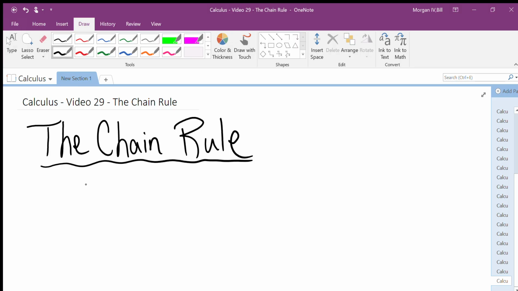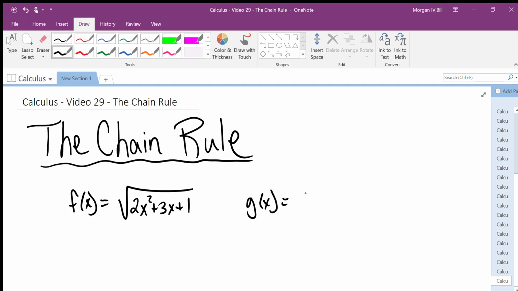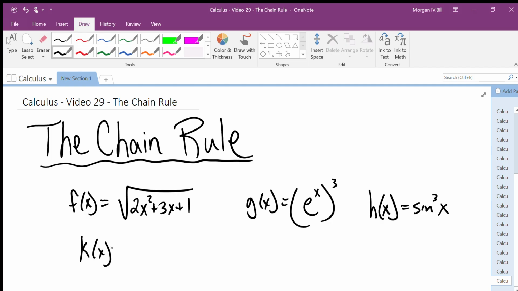functions such as this. So we have f of x equals the square root of 2x squared plus 3x plus 1. Or g of x equals e to the x to the third. Or h of x, another function to the third. How about sine to the third of x? Or k of x equals 5x squared minus 1 over x, in parentheses, to the 5.